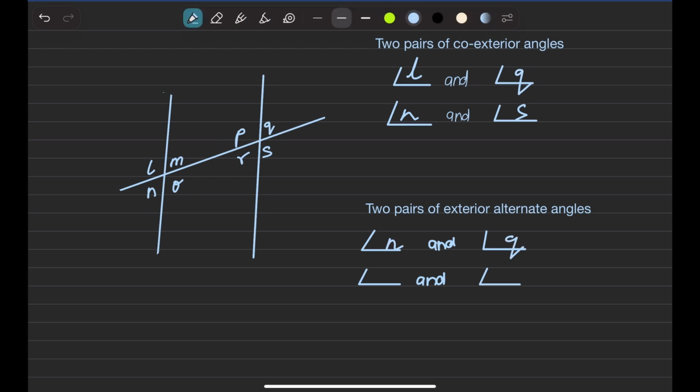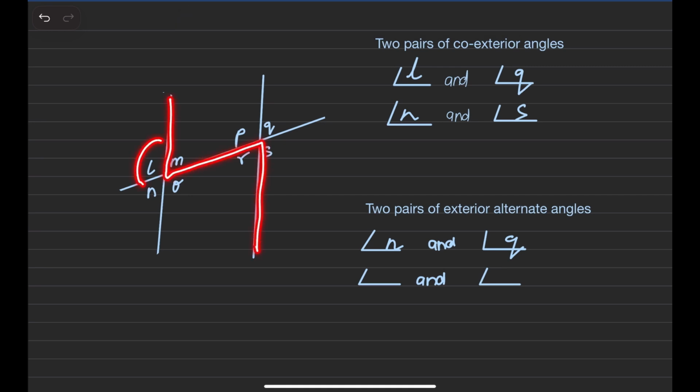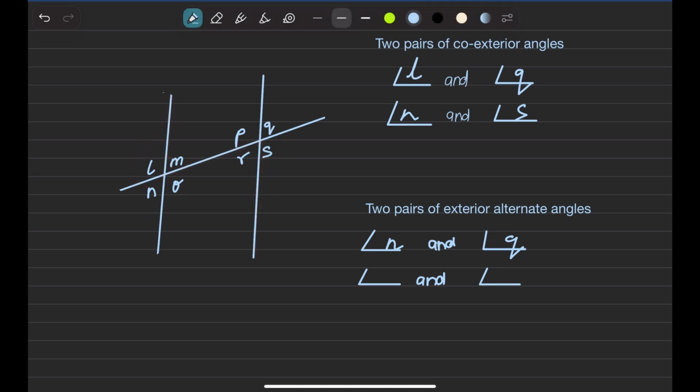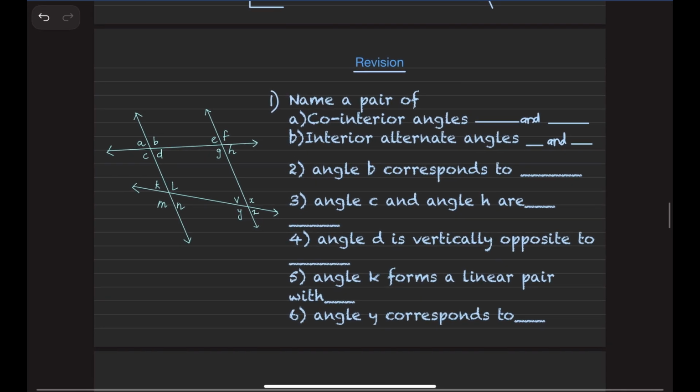And which is the other one? L and S. They are equal in measurement. So over here, these are supplementary. That means it adds up to 180, and these are equal in measure. Oh, revision. Now let us answer some of these questions.